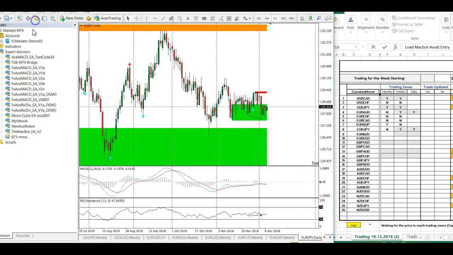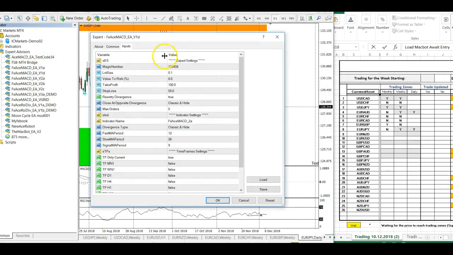So we'll load the MACBOT and do the settings. Stop loss, since it's 120, sorry, it was 140. 140. I'm just going to put the take profit in here as 450. We'll just have all, point five, one trade, false.